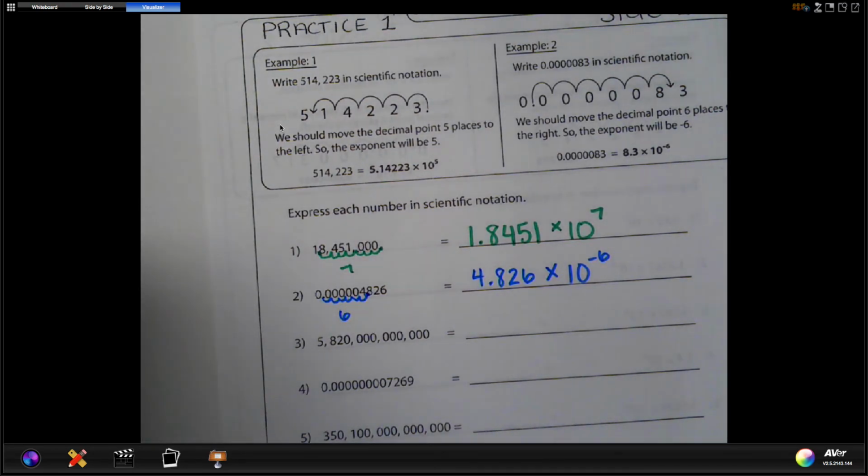Okay, so that should be helpful in how we write numbers from standard notation into scientific. If you want to know the other side and how to convert back from scientific to standard, you'll have to check out the next video.